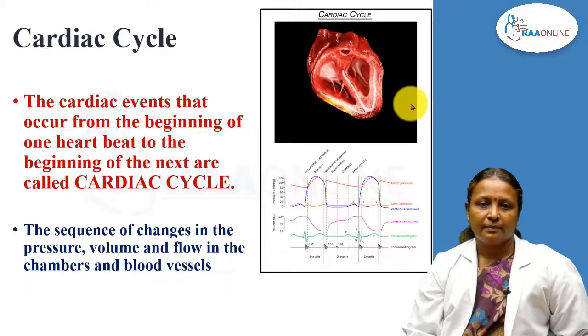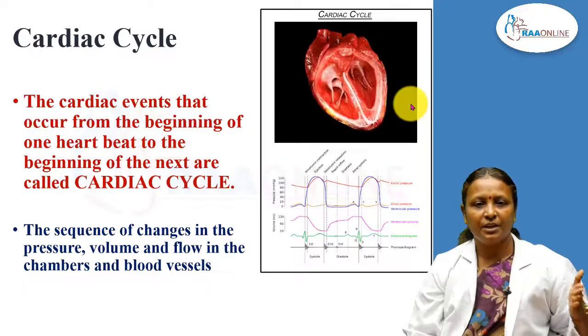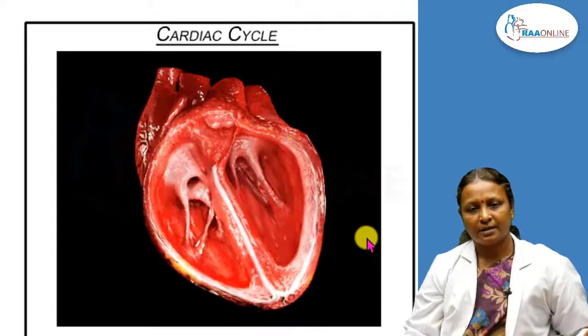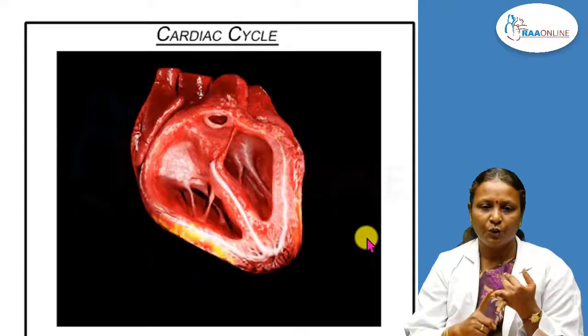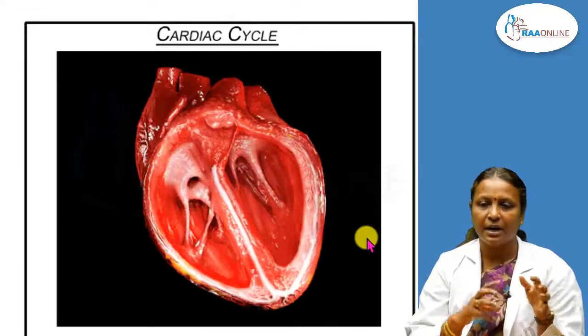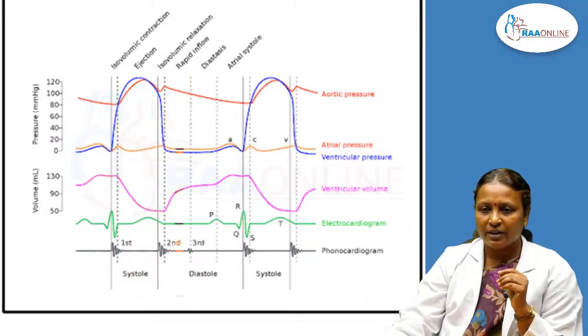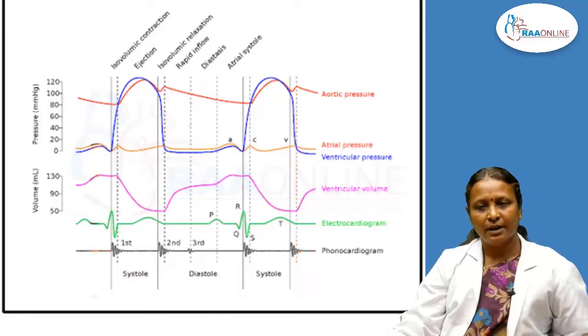What is cardiac cycle? The cardiac cycle is the events that occur from the beginning of one heartbeat to the beginning of the second heartbeat. There are sequential changes that occur in the pressure, volume and flow in the chambers and in the blood vessels connected to the heart. Again, you have the electrical changes that are recorded as the electrocardiogram. You have the heart sounds that are occurring during this. So, all these together will form the cardiac cycle.